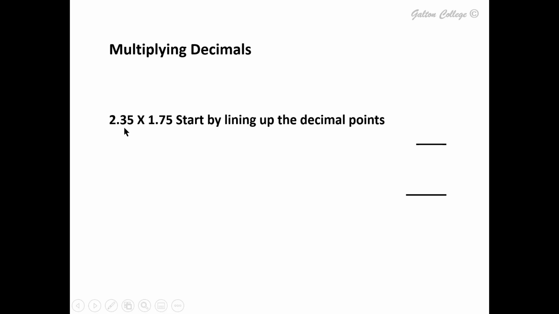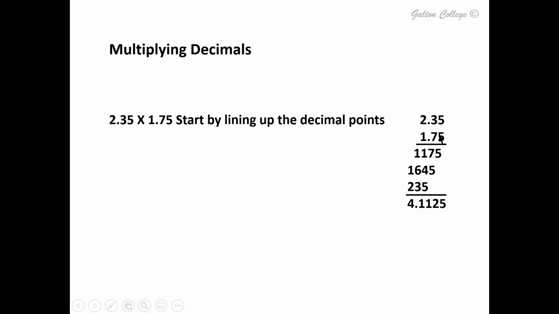Multiplying decimals. Well, let's say you want to multiply that by that. Start by lining up the decimal points. Always put one under the other, but make sure the decimal points are in the same position. So here you go. 2.35 multiplied by 1.75. You'll note here the decimal points are one under each other. Now, just forget the decimal points. Best thing to do, just multiply it now.